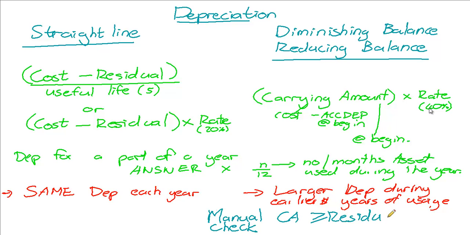What I mean by that is, at the end of each year, you're going to have to check that the depreciation that you calculated didn't cause your carrying amount to go below the residual value, because you cannot reduce the carrying amount to an amount that is lower than the residual value. So that's a manual check that you're going to have to perform to limit your depreciation if necessary.